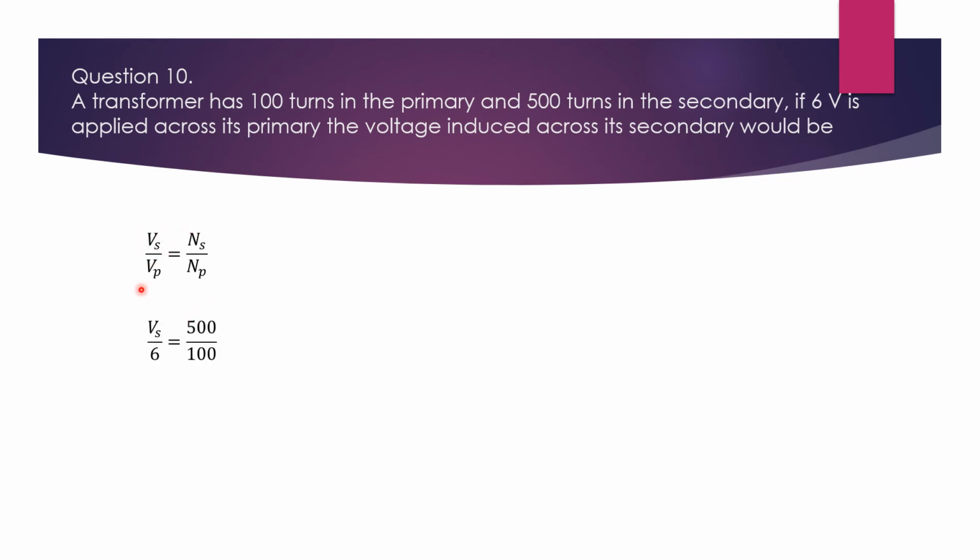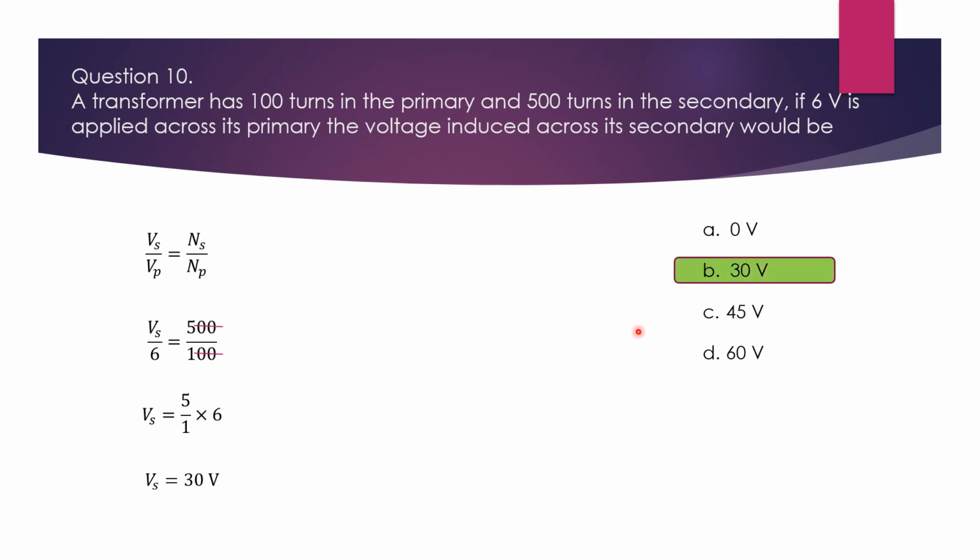So I use this formula here, Vs on top, Vp in the denominator, and according to Vs over Vp, we write Ns over Np. Filling in the quantities given, we write 500 turns in the secondary, 100 turns in the primary, 6 volt in the primary, and solving this, these two zeros go with these two zeros. This remains 5 over 1, moving the 6 to the right side as a multiplier, and Vs becomes 30 volt. So the correct answer would be 30 volt.